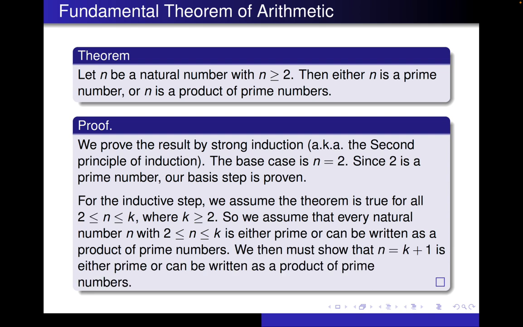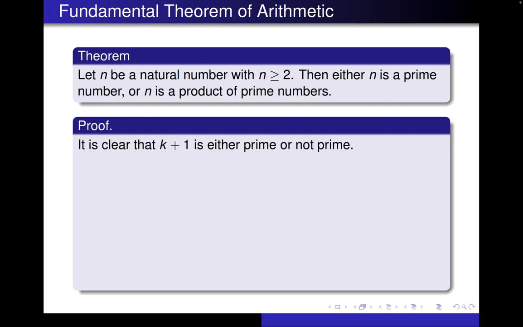Then we're going to show that n equals k plus 1 is either prime or can be written as a product of prime numbers. Now remember, what we were doing in the previous slides is we took two cases. One, we looked at our number n is prime, and one when it's not prime. So that indicates that we're going to do a proof by cases. So what we're going to say first is it is clear that k plus 1 is either prime or not prime. That means we're going to consider each of these cases separately. So we're both telling our reader what the cases are and justifying why those are the only cases that we have to consider.